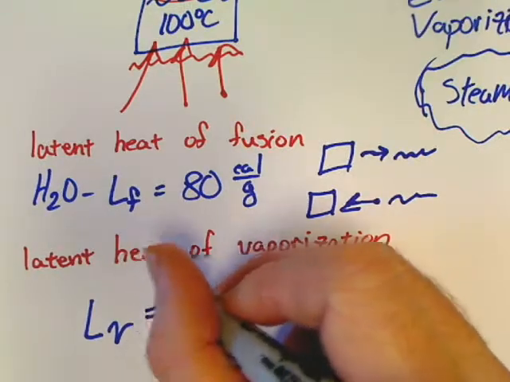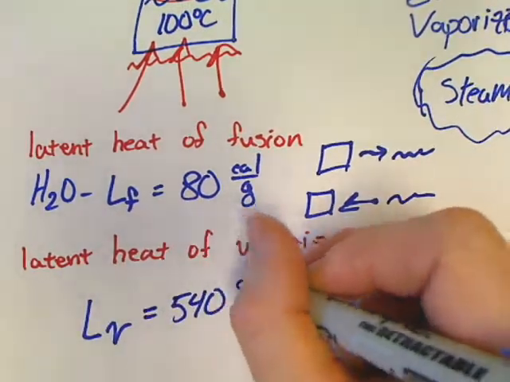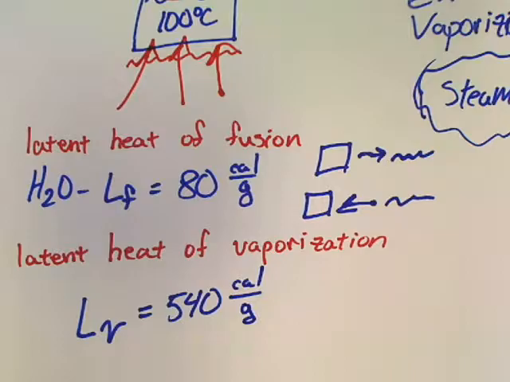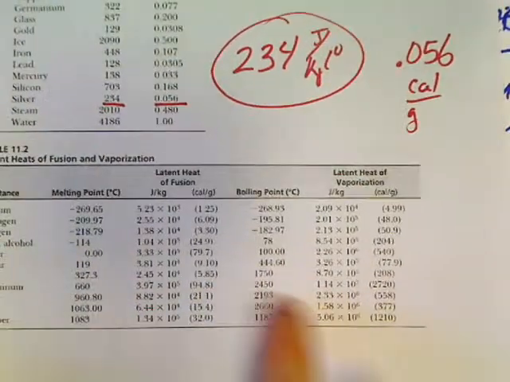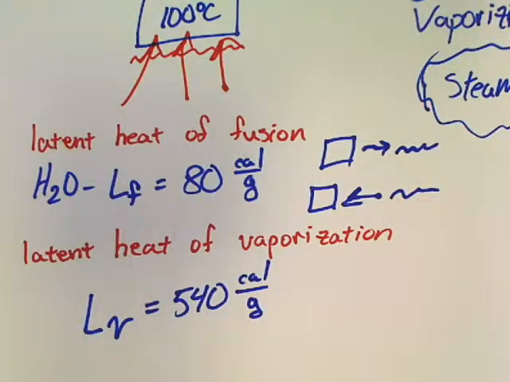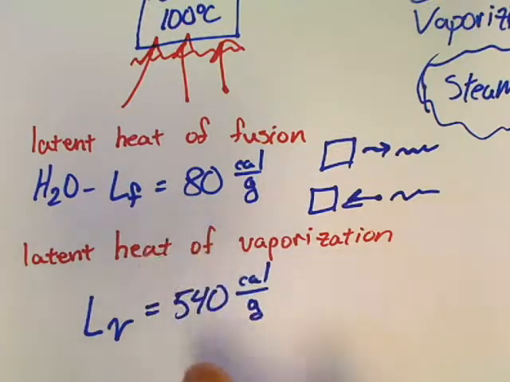LV for water is 540 calories per gram. And the reason why I'm doing these, and I know you've got this whole chart with them on here, these are the only two I expect you to memorize. That's it. Just LF and LV in calories. And those are the easiest ones to remember, 80 and 540.